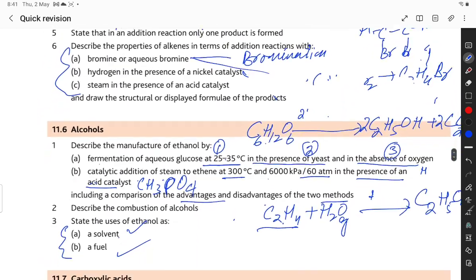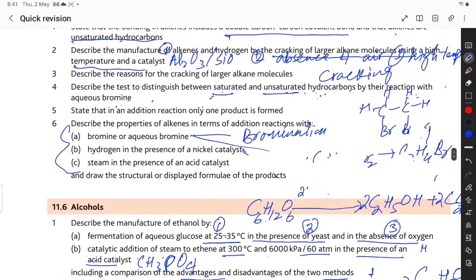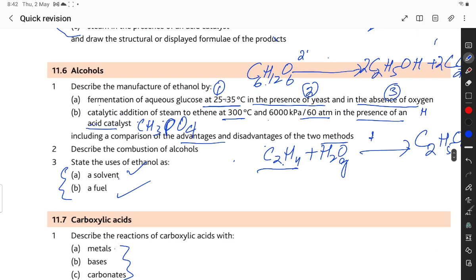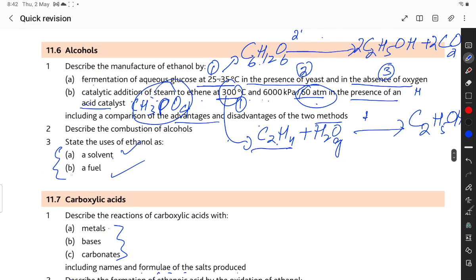Alcohols: ethanol is made by the fermentation of glucose, or by the catalytic addition of steam to ethene at 300 degrees centigrade and 60 atmospheres. This is the addition of steam, with phosphoric acid used as a catalyst. These are the two uses of ethanol: as a solvent and as a fuel.